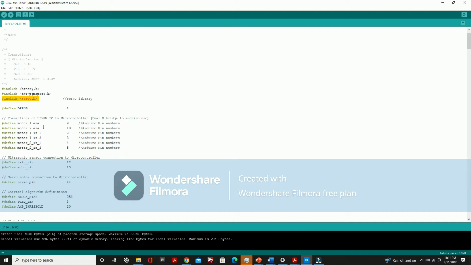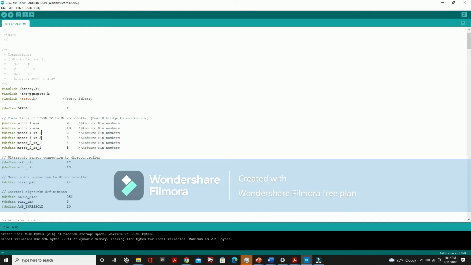Motor 1 enable and motor 2 enable are connected to pins 9 and 10 of the Arduino. These two pins are used to control the speed of the DC motors, and motor 1 in 1 and the rest are all connected to pins 2, 3, 4, 5. These are actually the output pins to the motor from the H-bridge circuit.